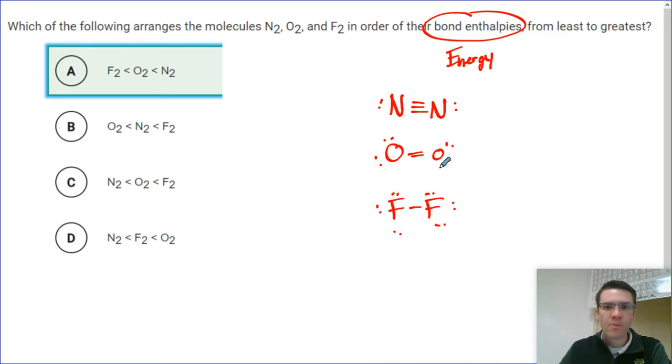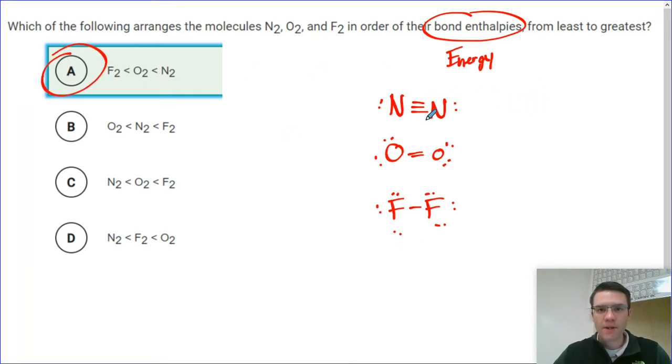How do I compare the bond enthalpies? Well, the number of electrons that are shared in the middle, or the bond order. This would be first order, second order, third order, which would be triple bond, single bond, and double bond. That's your primary determining factor for the energy required to break it. The triple bond requires more energy to break. It's harder to break this molecule than it is the O2, and then harder for O2 than F2. And that's what makes A correct.